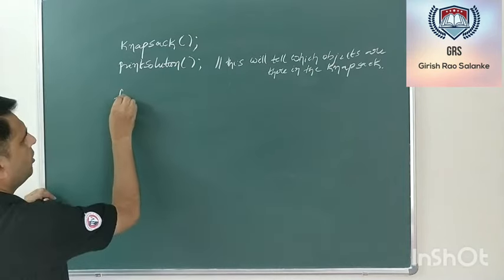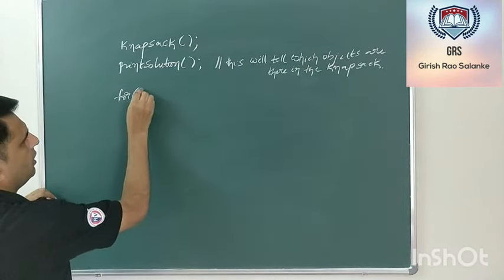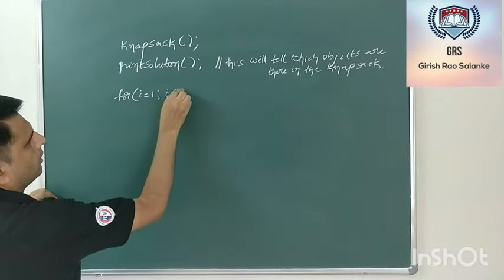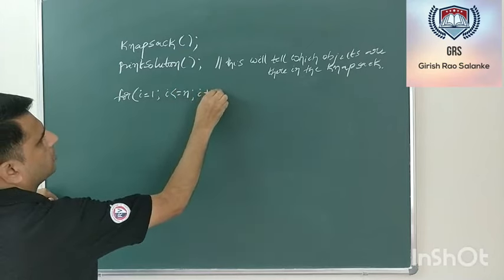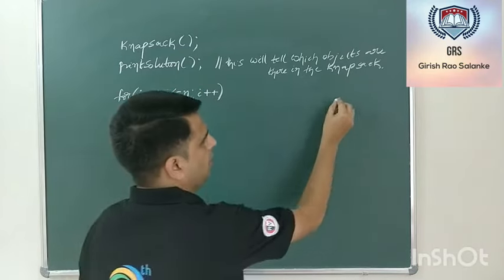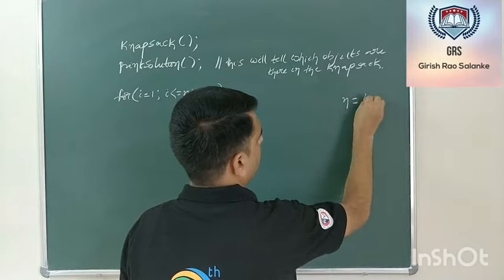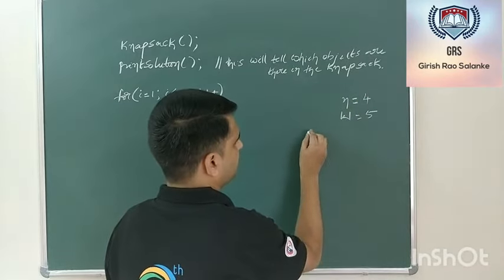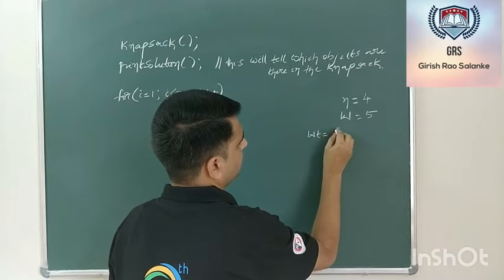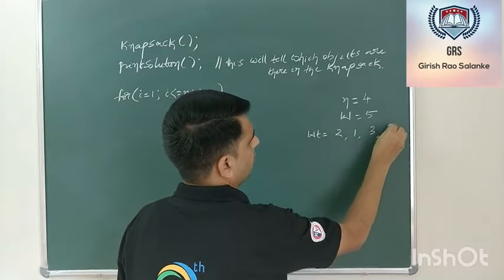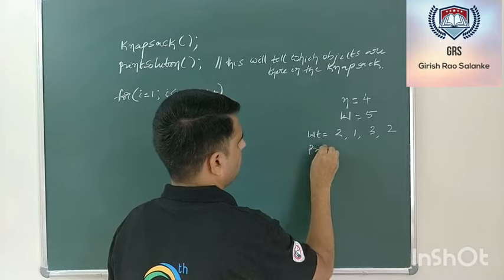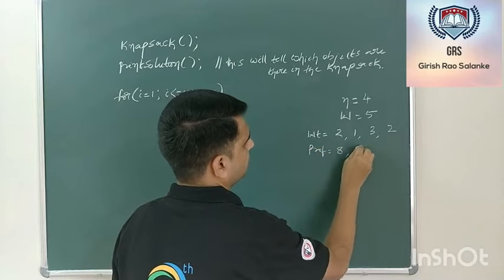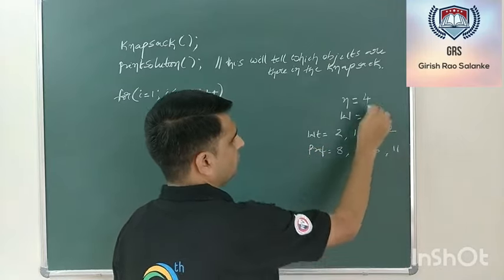Once it is being done, I'll print for i is equal to 1, i less than or equal to n, i plus plus. So in the previous example, let me write, the number of objects was 4 and the knapsack capacity was 5. The example that we considered had the weights of the objects as 2, 1, 3, 2 and the profits, I think, were 8, 6, 16, 11. So these were my input.